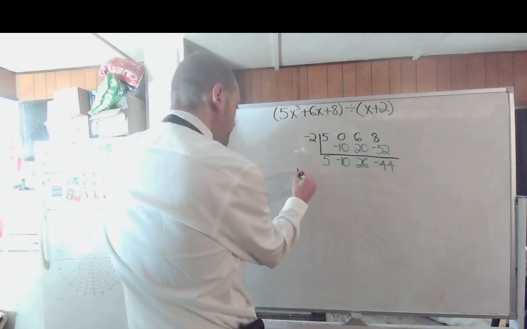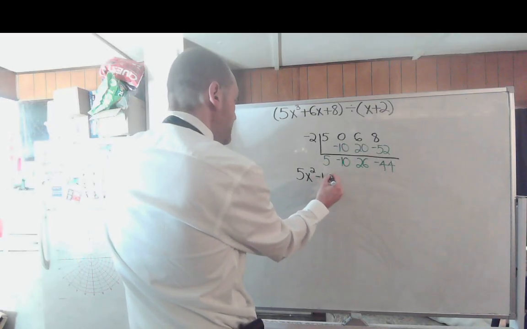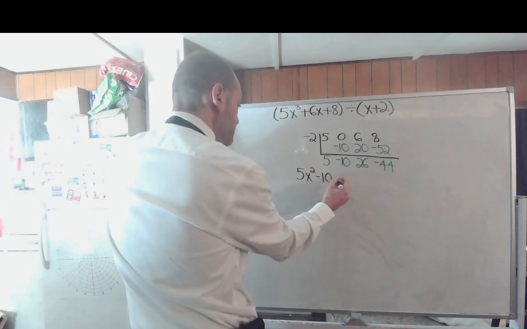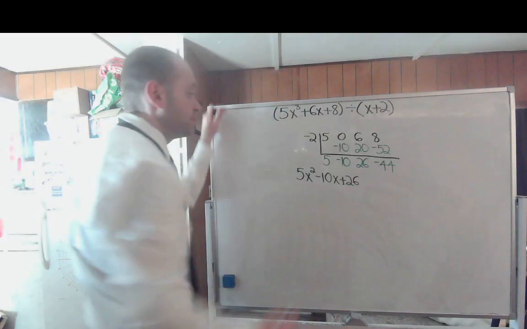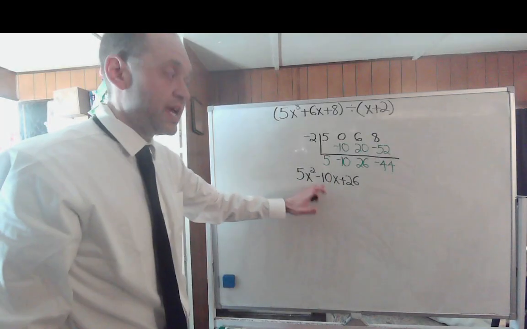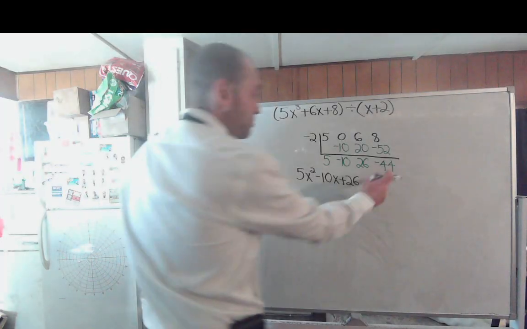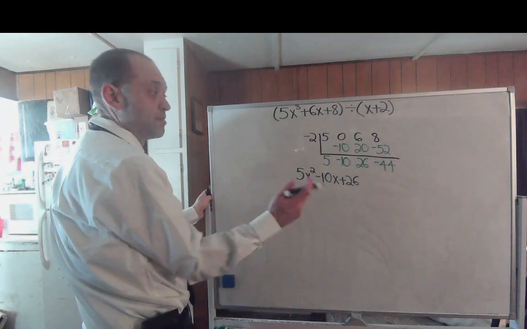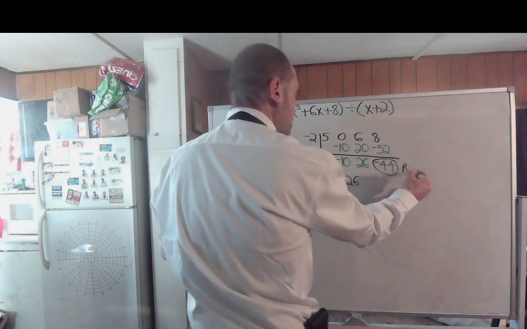So this would be 5x to the second minus 10x to the first plus 26. So you see how you end up getting an x to the second term anyway. This is why you have to account for every single power when you're doing the work. Now that minus 44, that's your remainder. That's always your remainder. This number to the right is always your remainder.